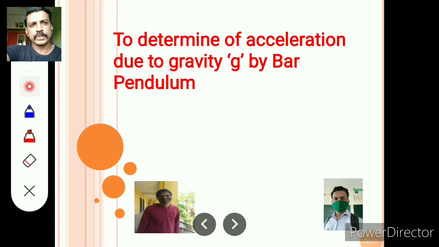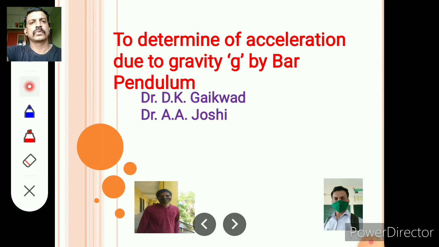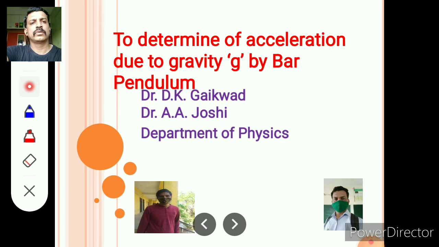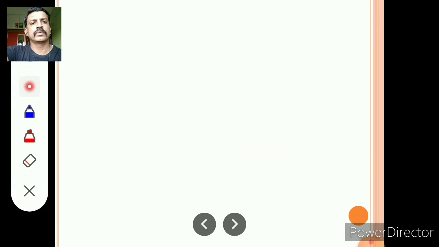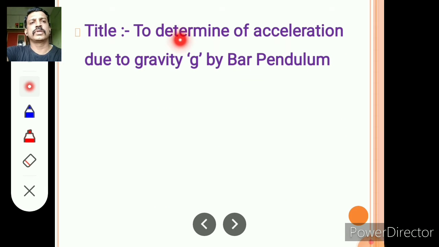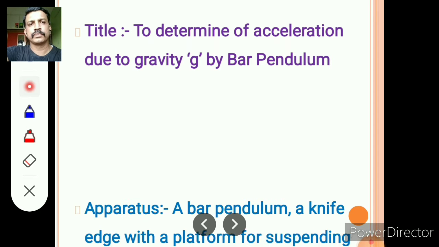Hello friends, today we see the practical to determine the acceleration due to gravity g by bar pendulum. Title: to determine the acceleration due to gravity g by bar pendulum.